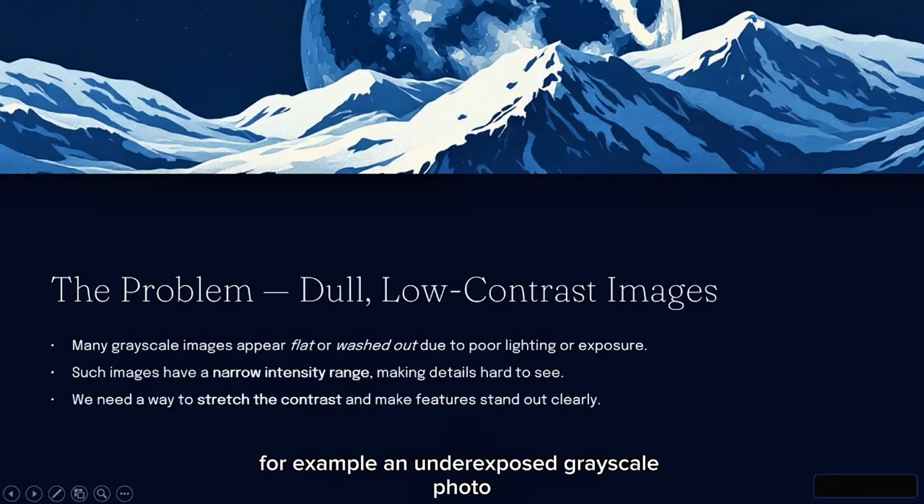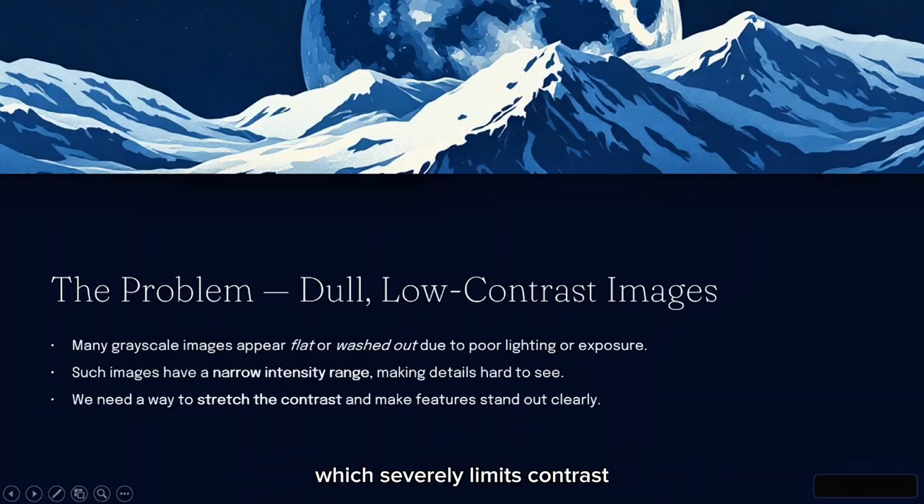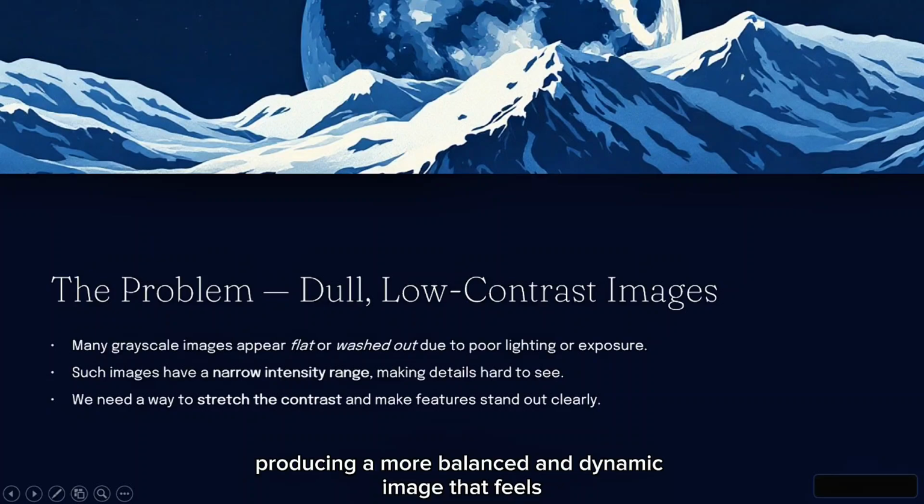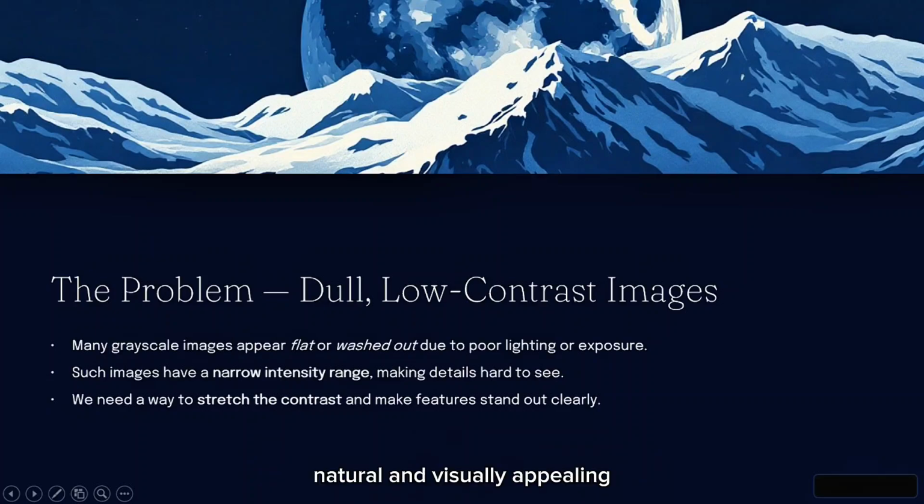For example, an underexposed grayscale photo may have most of its pixel values between 60 and 150, which severely limits contrast. Our objective is to stretch this limited range so the full brightness scale is better utilized, producing a more balanced and dynamic image that feels natural and visually appealing.